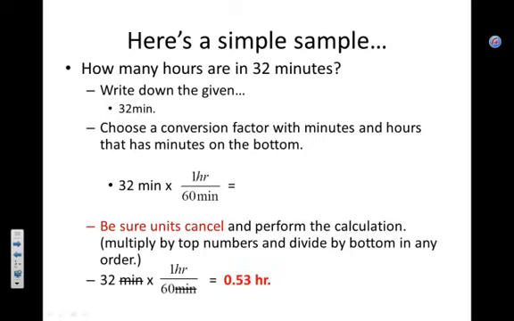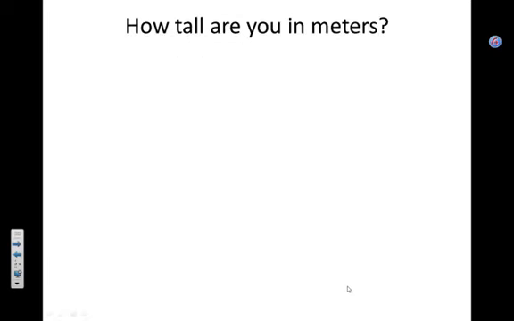answer in 0.53 hours. When you're doing these conversion problems, you divide by any of the numbers that are on bottom and multiply by any numbers that are on top. And the units you're left with should be the units that you're looking for. In this case, it was hours. There's a simple example. Let's look at another one.